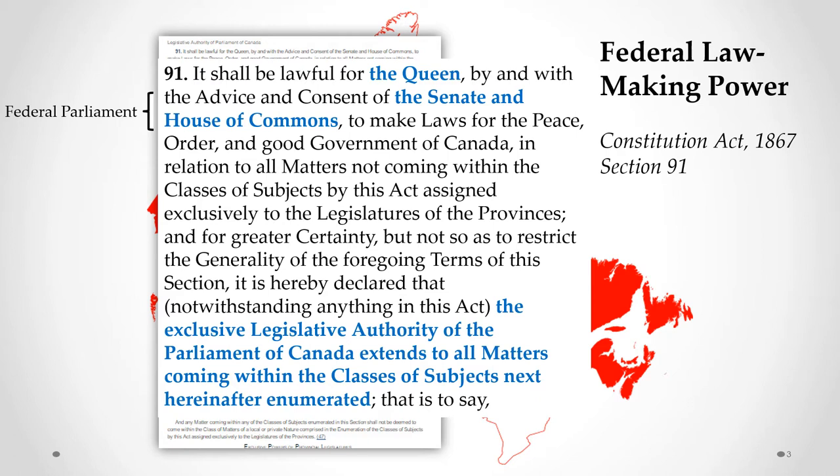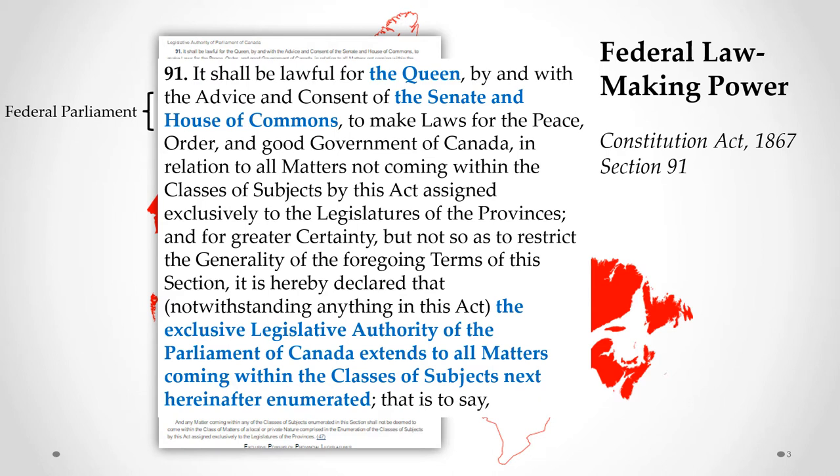So the reference to the Queen here is to the current holder of the English throne, which is Queen Elizabeth II. So she is the Queen of England, but she also happens to be the Queen of Canada. Canada is still a constitutional monarchy with the Queen as the head of state. So there is a legal requirement that every piece of legislation needs to be approved or assented to by the Queen or her representative before it becomes law. And that consent is always provided.